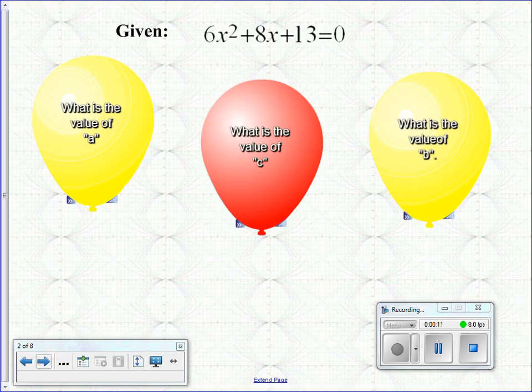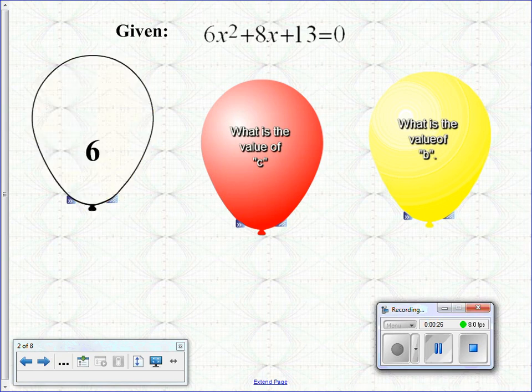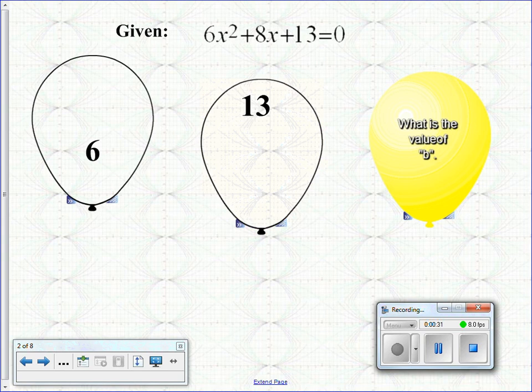So in a quadratic, we have the equation 6x squared plus 8x plus 13. So you have to know what the a, b, and c are. So in this one, the a is 6. The c is 13. And the b is 8.